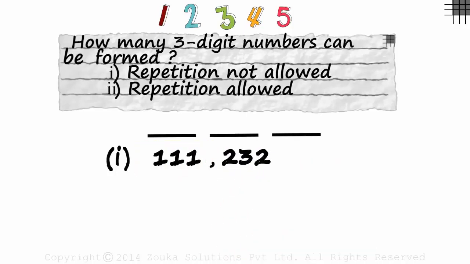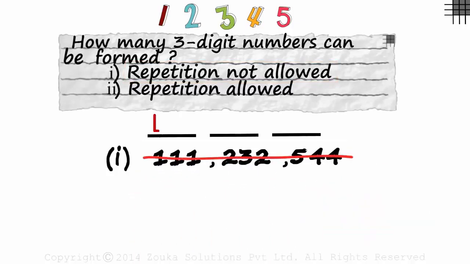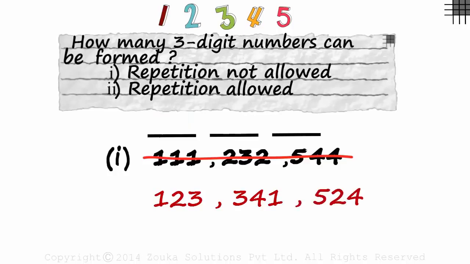Look at 232 or 544. The digit 2 is repeated here, and the digit 4 is repeated here. By repetition not being allowed, they mean that numbers like these should not be considered. Each of the digits in the slot should be different. So numbers like 123, 341 or 524 are allowed as the digits in each case are different from each other.